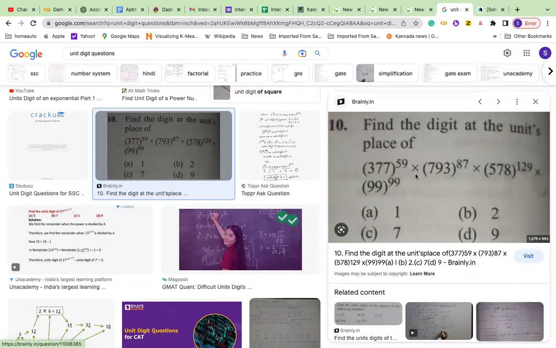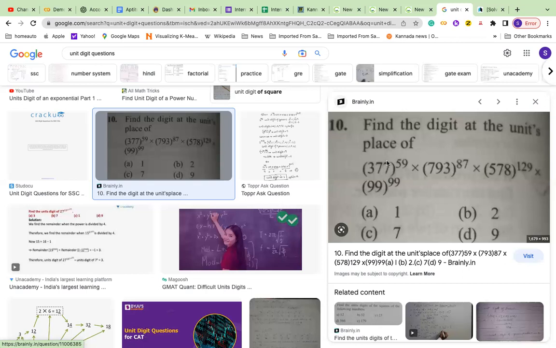Okay, so now what is this actually? It is a multiplication of 4 elements: 1 element, 2 element, 3 element, 4 element. So what is asked actually? What is the unit digit of the result? Can I take 375 to the power of 59 into, so it is too much to calculate. So what I am looking for is the unit digit here.